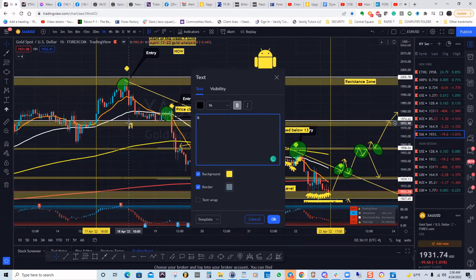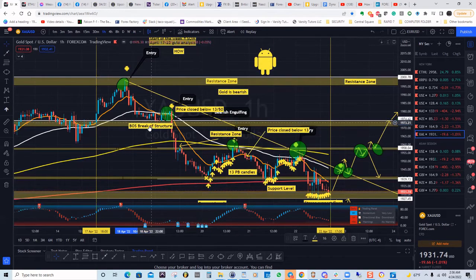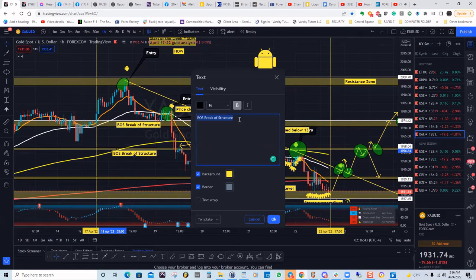BOS, break of structure. Structure is this zone right here. It broke this structure here, kept going. It broke, retested, and it went back down. So you got a break of structure and a retest. Break of structure here with a retest slapped in your face. A retest in your face.